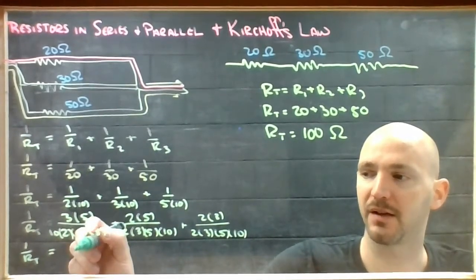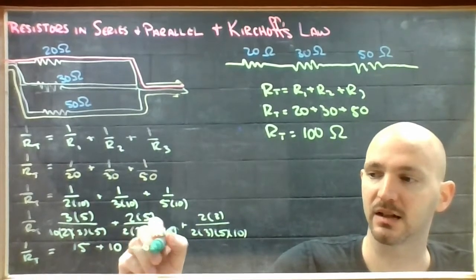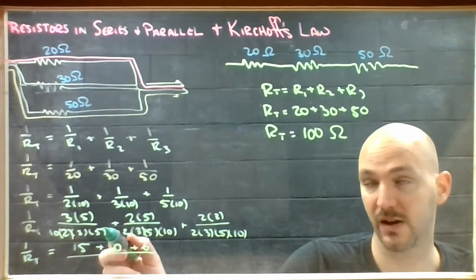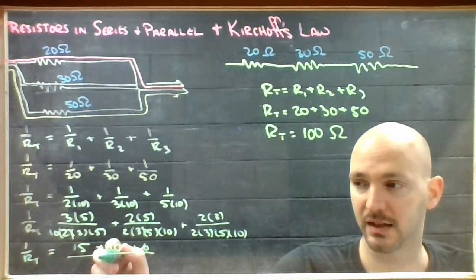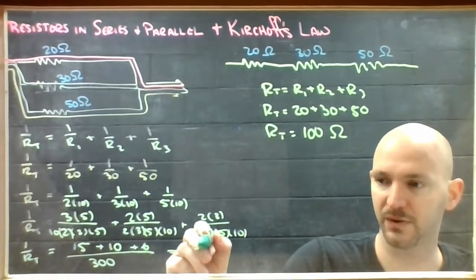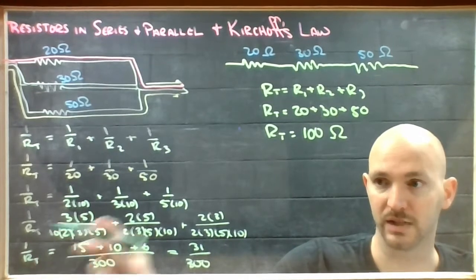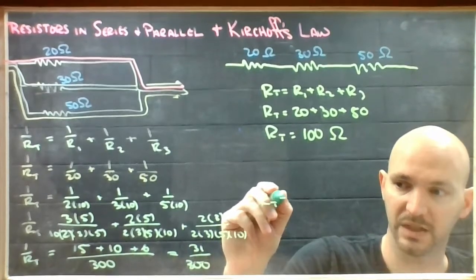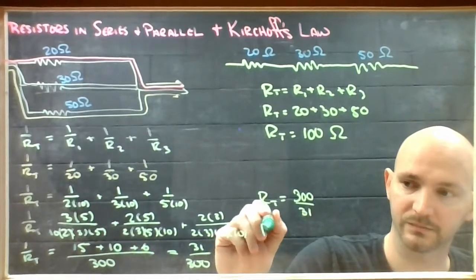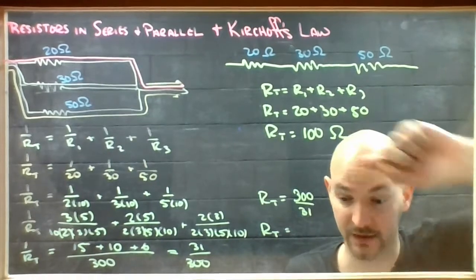So 3 times 5 is 15, 2 times 5 is 10, 2 times 3 is 6, 6 times 5 is 30, and 30 times 10 is 300. So I end up with 31 over 300. That's 1 over RT. So RT would be 300 over 31. Now, that's it. That's the answer, and that's exact.